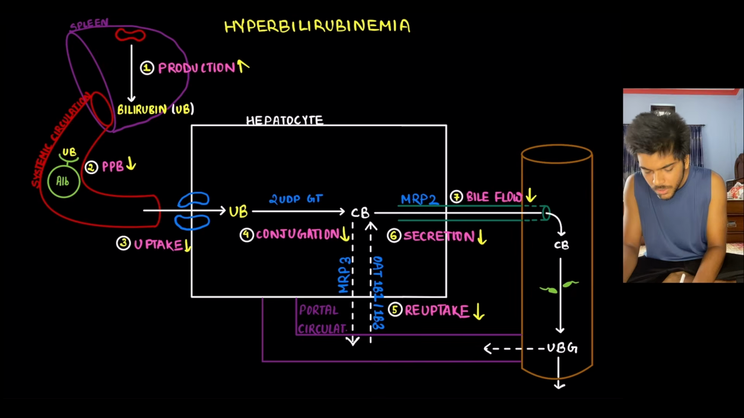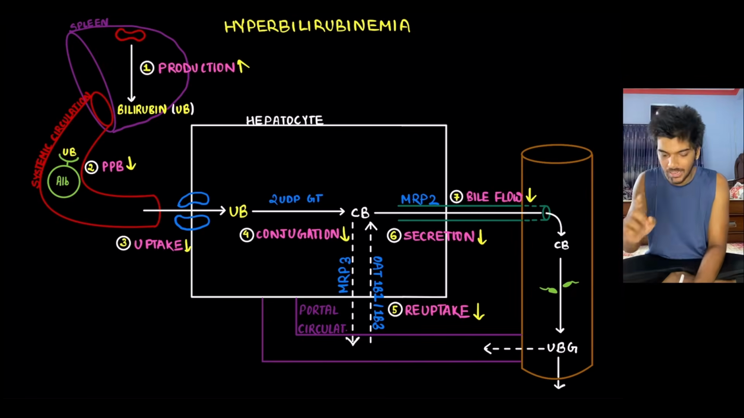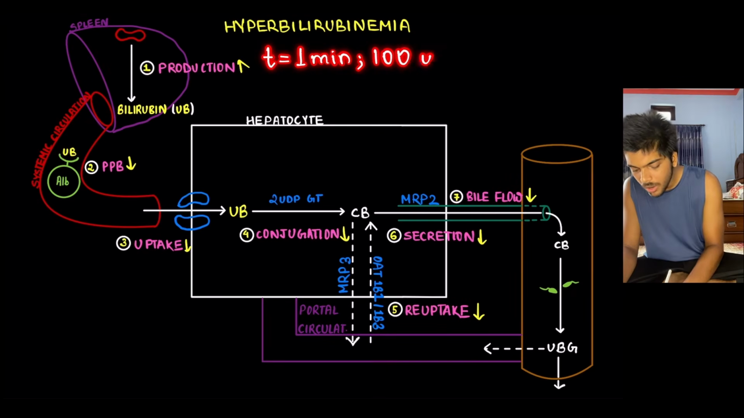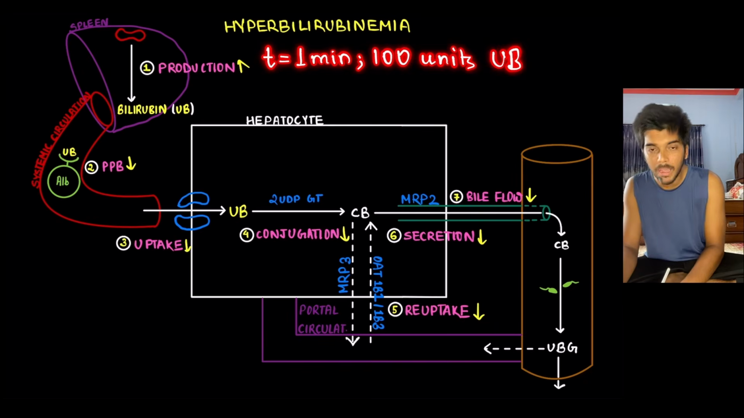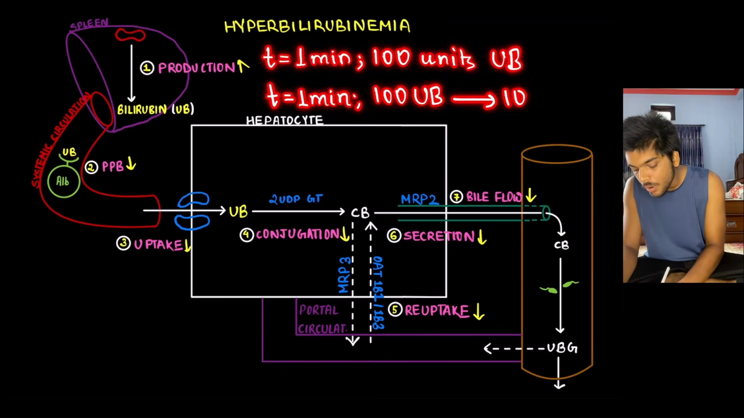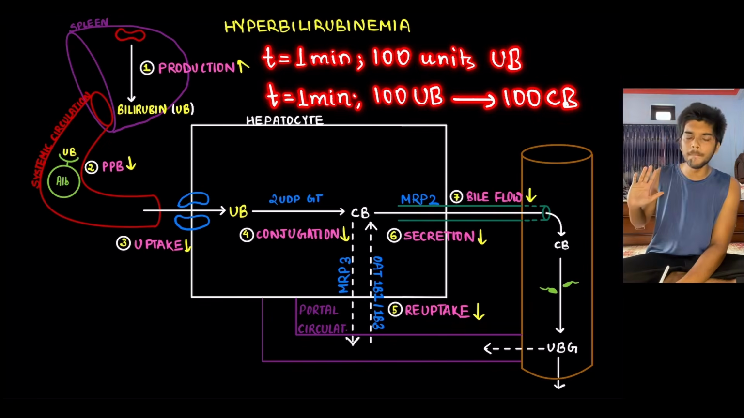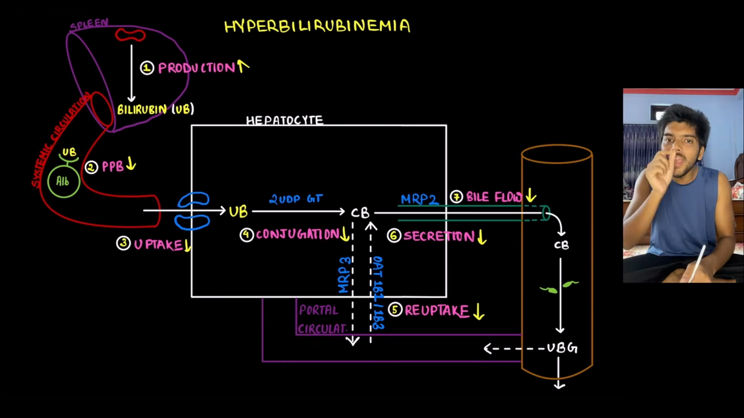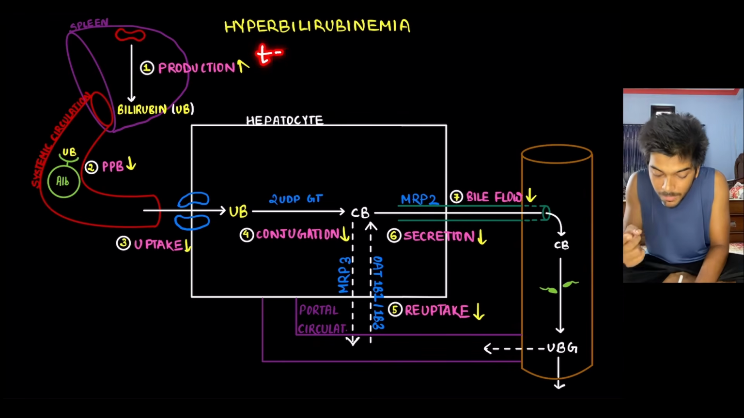An example, okay? So hypothetically, let's say in time 1 minute, 100 units of unconjugated bilirubin is produced by our spleen. In the same time, 1 minute, 100 units of unconjugated bilirubin is conjugated into 100 units of conjugated bilirubin. Okay, means all the unconjugated bilirubin produced by the spleen is conjugated by the liver in the same period of time. So is there any extra bilirubin left? No, it's not. Good.